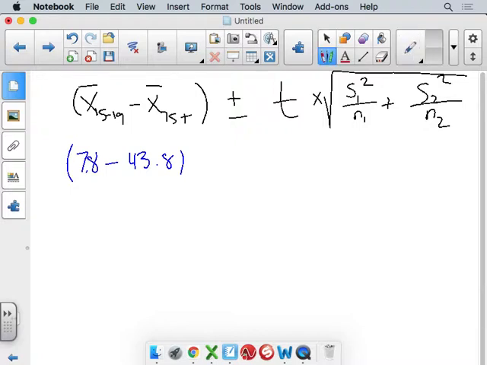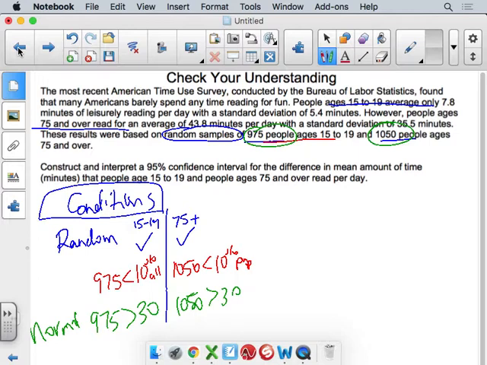Okay, so at this point you're attempting it, getting your own thoughts in. Let me go through and see. What I wrote out was 15 minus 75. You can do it the other way. We're gonna get the same answer, just yours will be positive, mine will be negative. It doesn't matter. I'm just getting this information from the paragraph. 7.8, standard deviation 5.4, 43.8, standard deviation 35.